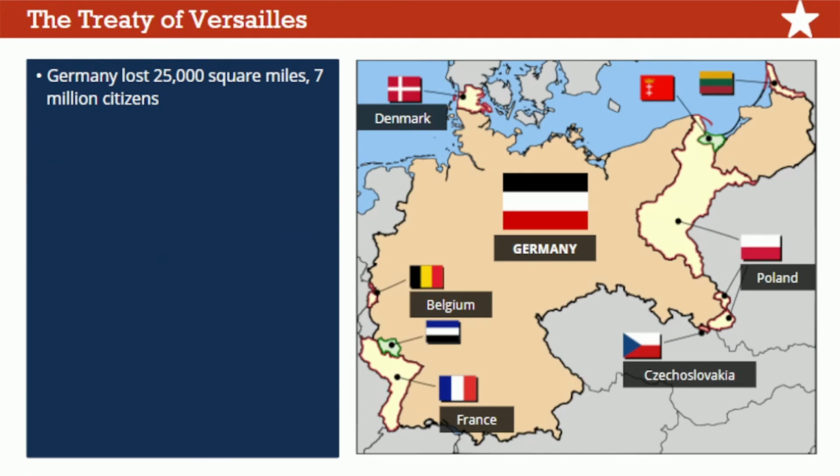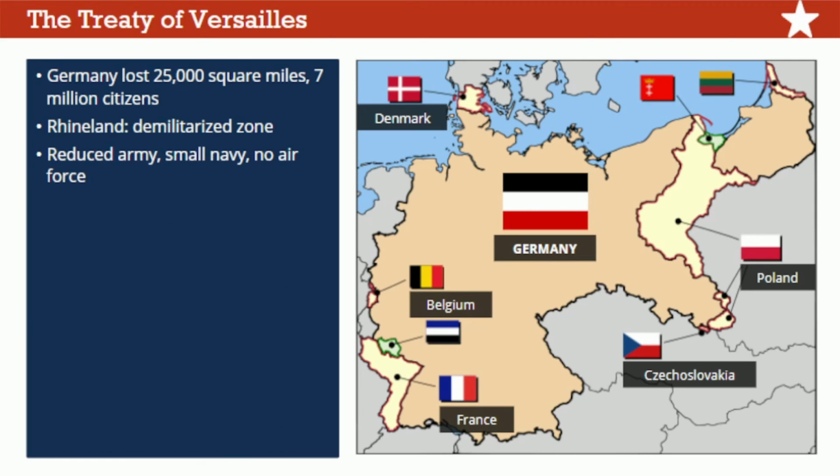In addition, Germany lost territory totaling 25,000 square miles, and with that land, lost about 7 million of its citizens. You can see the divisions on the map here. The lighter beige sections of Germany were given to France, Belgium, Denmark, and the newly created nations of Poland and Czechoslovakia. Another region of Germany, the Rhineland on its border with France, was required to be a demilitarized zone. Germany would not be allowed to keep any soldiers or build any fortifications in the region.